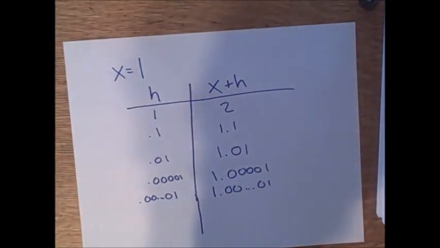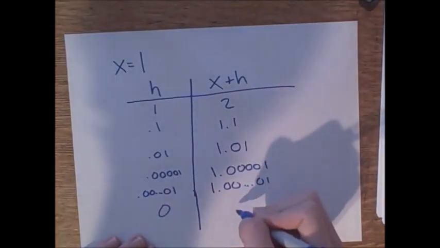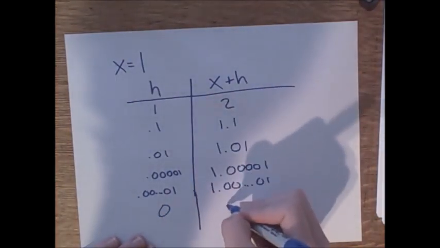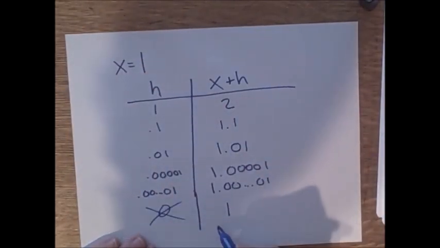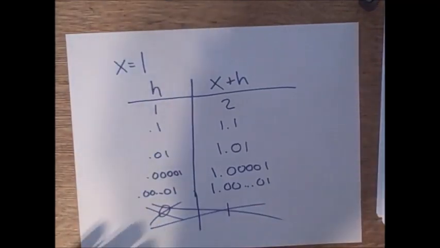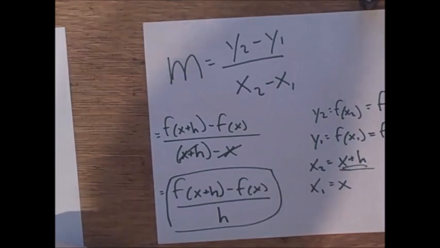Well, let's try doing something. Let's try plugging in 0. Wait, then that would just be 1. But it can't be equal to x, okay? We can't have x plus h equal x, so h can't equal 0, okay? So it also makes sense here why h wouldn't be equal to 0, because when you plug it into the slope formula, you can't divide by 0.